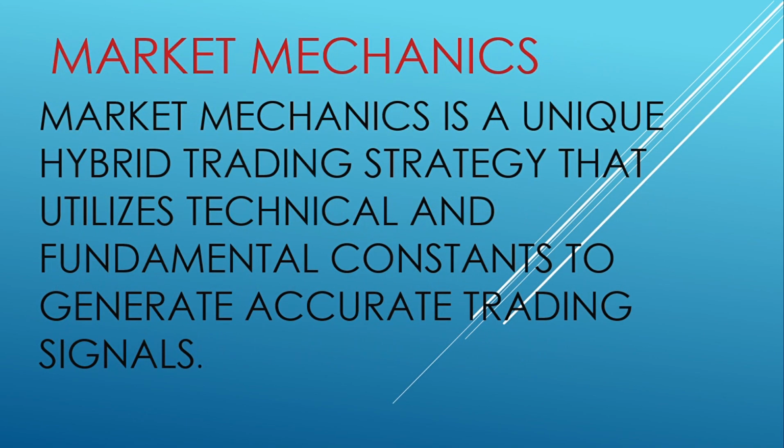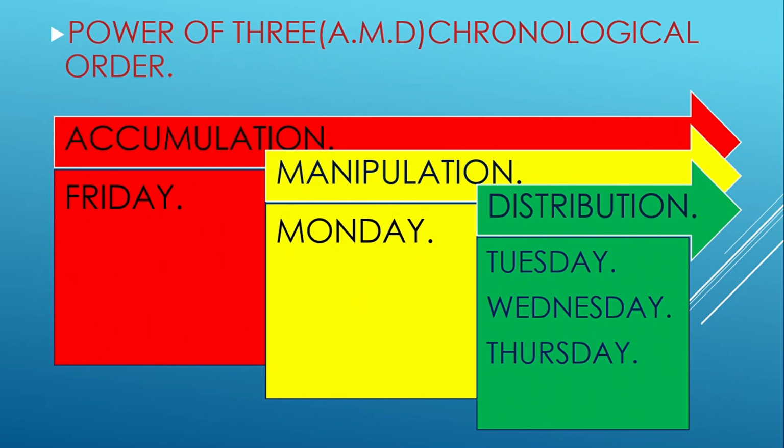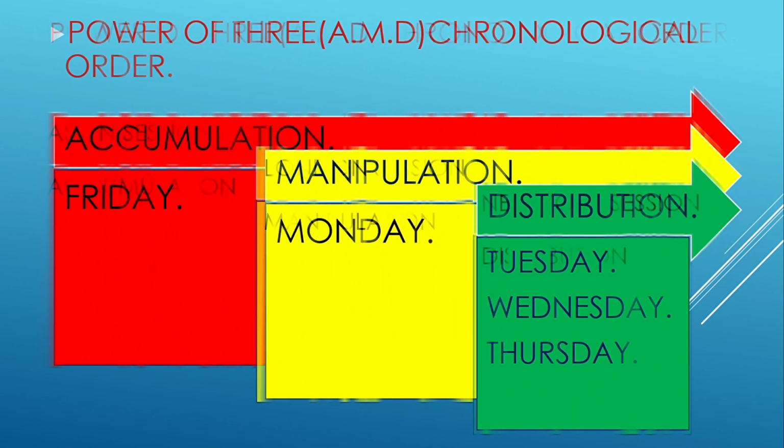Market mechanics. Market mechanics is a unique hybrid trading strategy that utilizes technical and fundamental constants to generate accurate trading signals. Power of 3 AMD chronological order. On Fridays, we have the accumulation phase. On Mondays, we have the manipulation phase. On Tuesdays, Wednesdays, and Thursdays, we have the distribution phase. Therefore, we do not trade on Fridays and Mondays, as these are the accumulation and manipulation phases of the market.